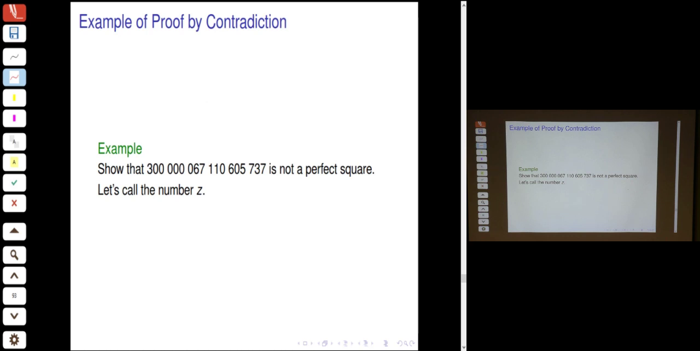Okay, so now I want to give you an example of a proof. At the very beginning, I said a proof is a sequence of reasonings, and each step is by a logical rule. So let's see an example of a proof. This example is the first example of the statement. There's a funny number. I claim this funny number is not a perfect square. This funny number is too funny, so let's call it Z.